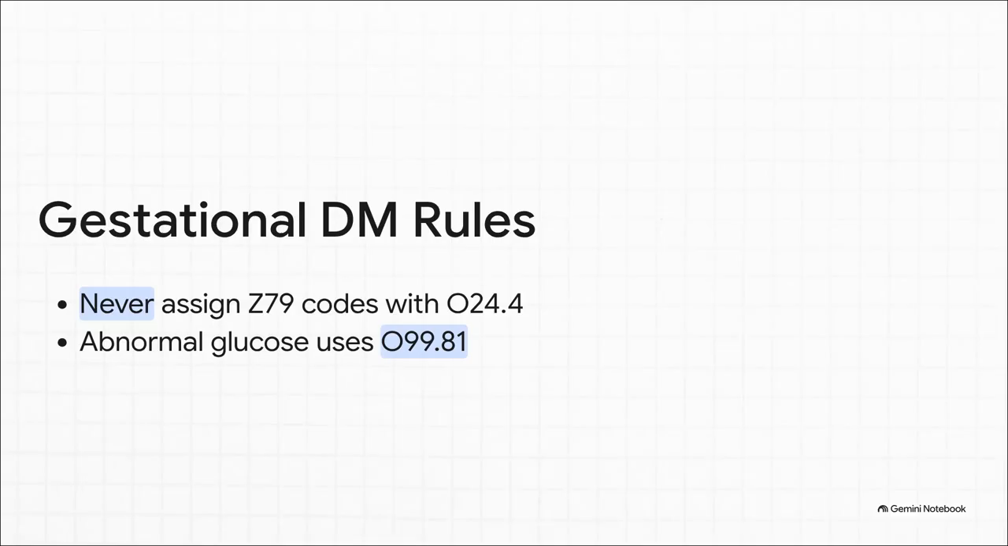And here is an absolutely crucial point you'll want to remember. Never, and I mean never, assign Z79 long-term use codes, like Z79.4 for insulin or Z79.84 for oral drugs, alongside gestational diabetes codes from subcategory O24.4. Why? Because the control method is actually already baked right into those O24.4 codes. Oh, and one more thing. Abnormal glucose tolerance in pregnancy is not the same thing as gestational diabetes. It actually gets its very own distinct category, which is O99.81.